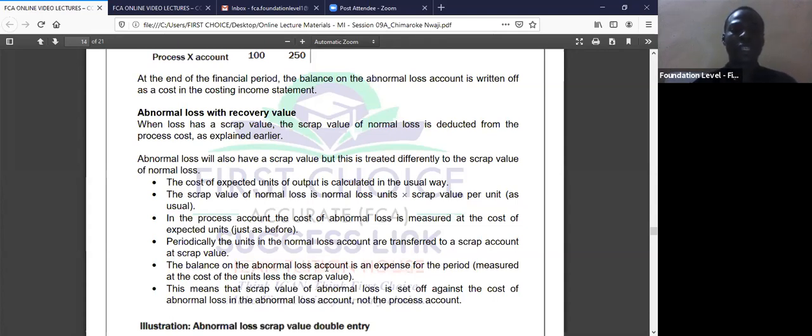Okay, then the balance on the abnormal loss account is an expense for the period, measured at the cost of the unit less the scrap value. Fine. That means the scrap value of abnormal loss is set off against the cost of abnormal loss in the abnormal loss account and not in the process account. We said that all last week.